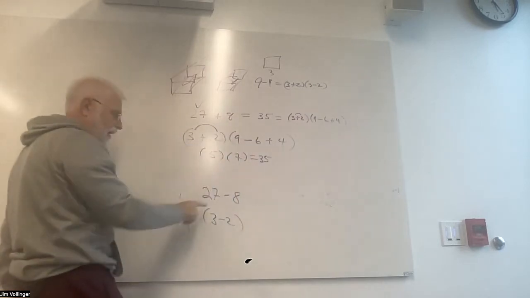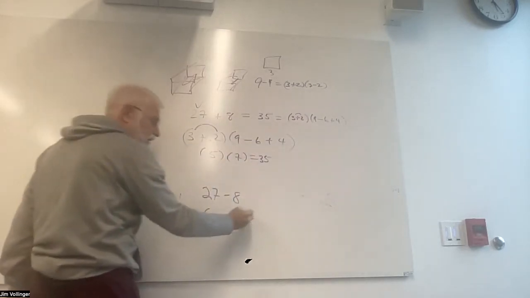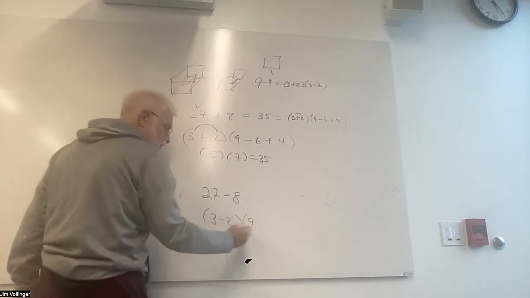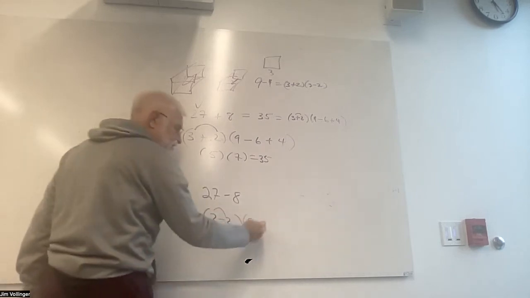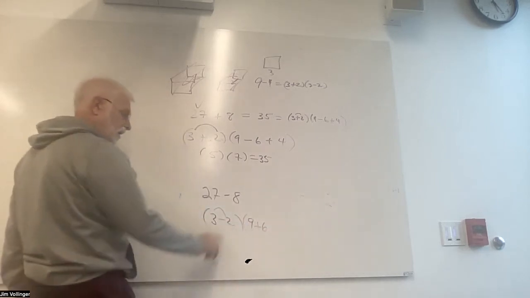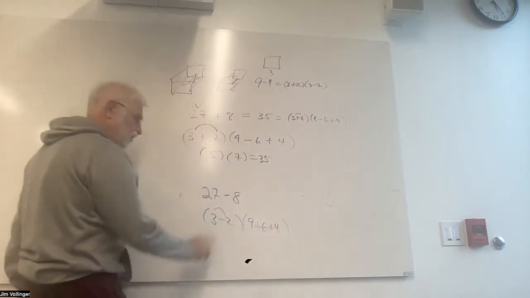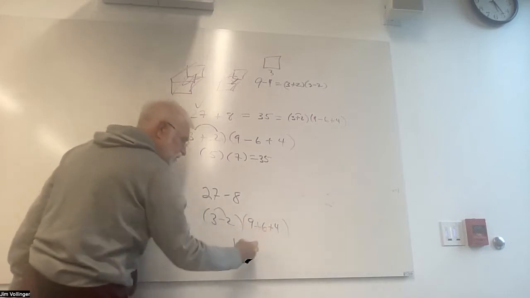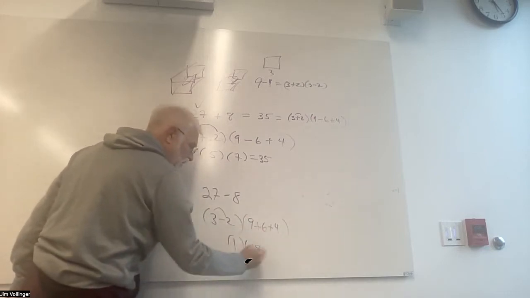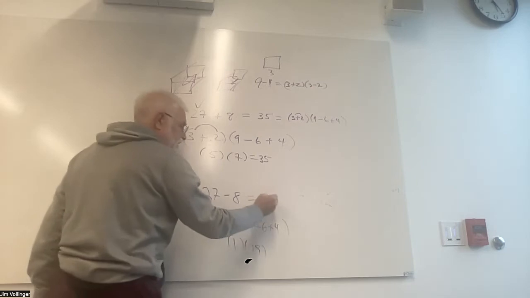All right, maybe you're guessing already. So this is square the first term, the product's negative 6, you make it positive 6, and then square the last term, so the first and last term are always positive. And 3 minus 2 is 1, and this is 19, and what's 1 times 19? 27 minus 8.